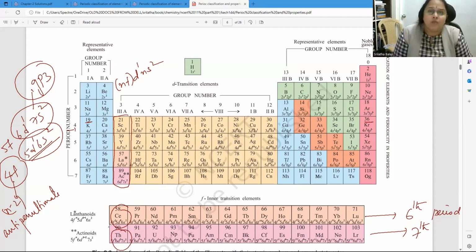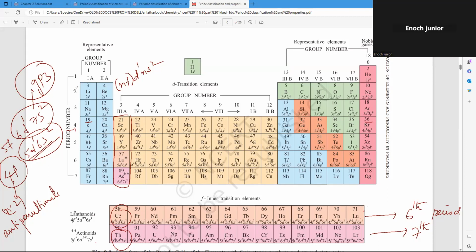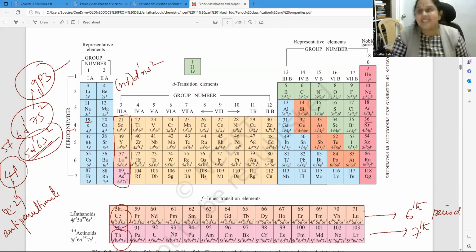Now look at the pattern we have in lanthanoids and actinoids. Cerium to lutetium, 58 to 71. Which period? 6th period. Which group? Third group. Isn't this unique? All the elements belong to the same period, and all the elements belong to the same group.